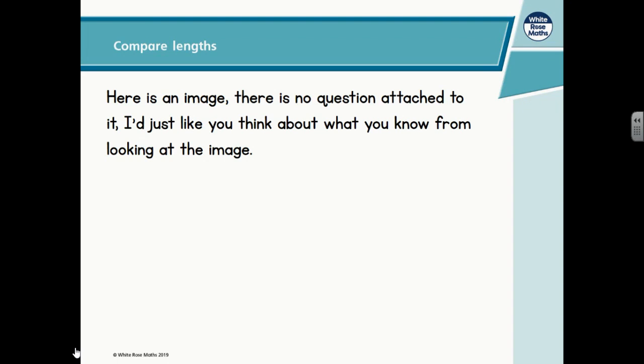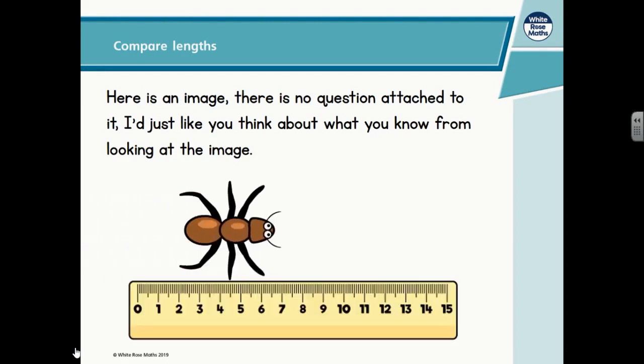Comparing lengths. I'm going to start off today with an image. There's not going to be any questions attached to the image. I just want you to think about what you know from looking at the image. What can you tell me from looking at this image? So there's our ant on the ruler. What can you tell me about the ant?